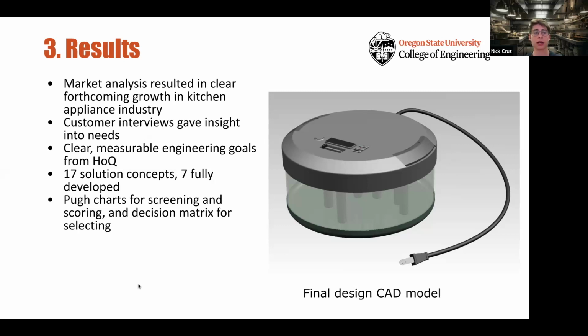These clear measurable engineering goals come from the house of quality, which also serves as a visual aid in demonstrating the interactions between the engineering specifications and how well they meet those needs. In our concept development stage, we developed 17 solution concepts, with 7 of them fully developed to then be used in the next stage of Pugh charts for screening and scoring, and a decision matrix to help select those concepts. On the right, you can see a final design of our CAD model, which will be discussed in the next slide.